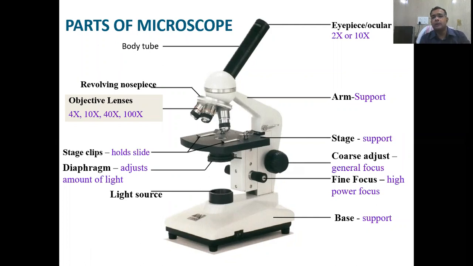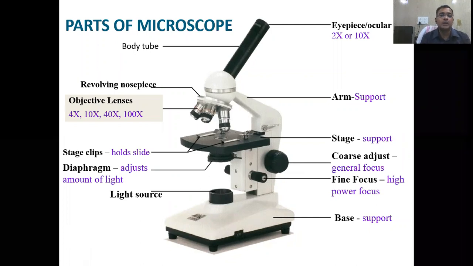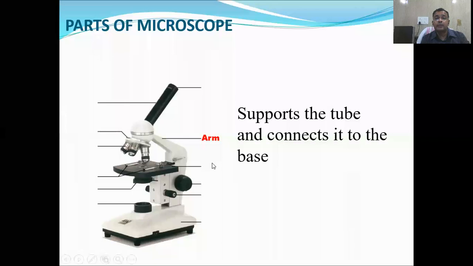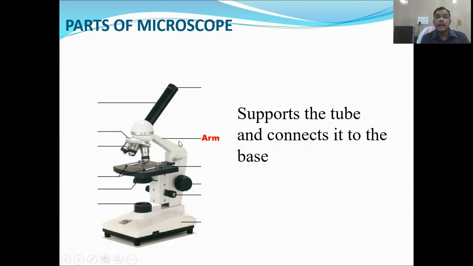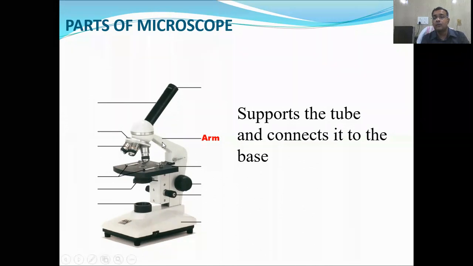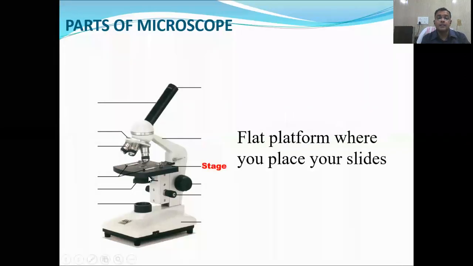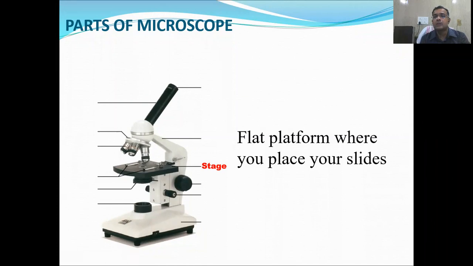Now we will see one by one in detail the function of all these parts. The first one is the arm. The arm is generally a tube-like structure that connects your eyepiece with your base, and it is generally used to hold the microscope while carrying it from one place to another. The second is the stage. The stage is the place on the microscope where we keep our slides or any object that needs to be viewed. That is known as the stage.